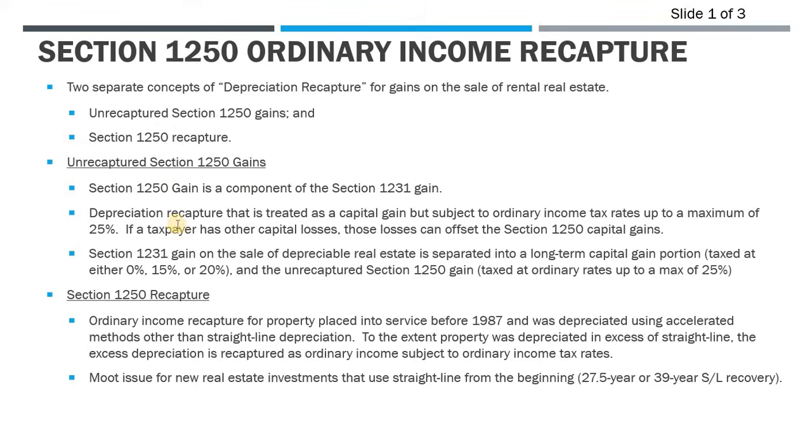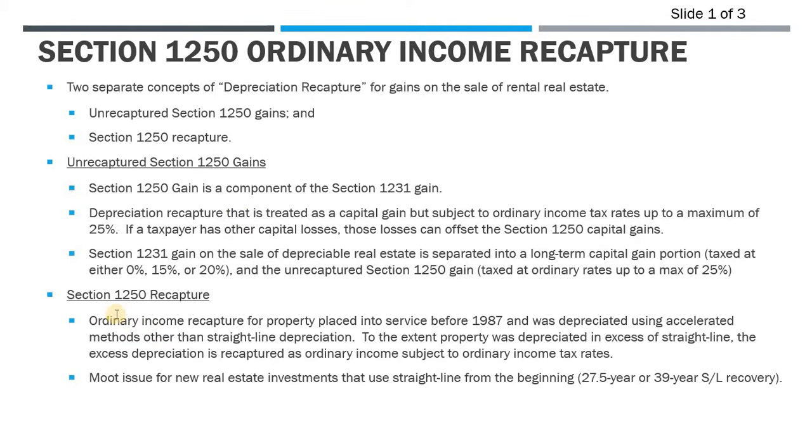So unrecaptured 1250 gains are treated as capital gain, so long-term capital gain, but they're subject to ordinary income tax rates, capped at 25%. Again, it's still treated as long-term capital gain, that depreciation recapture, which means that if you have other capital gains, you can offset those amounts, and it works out really well for the taxpayer.